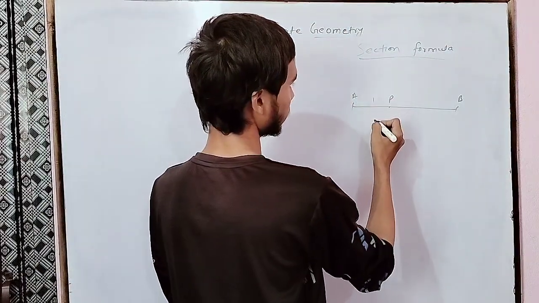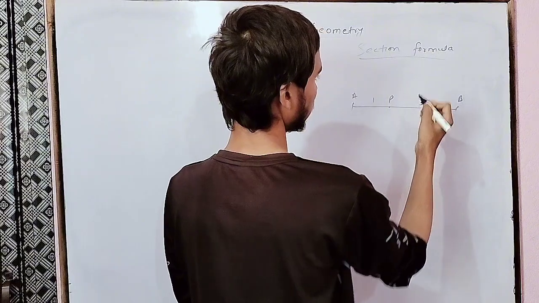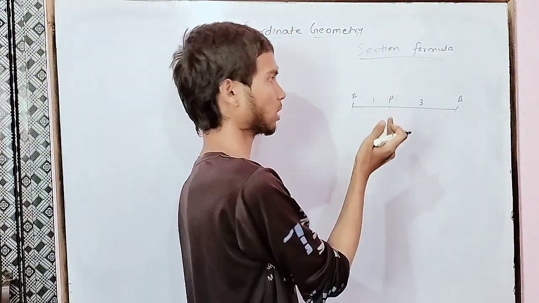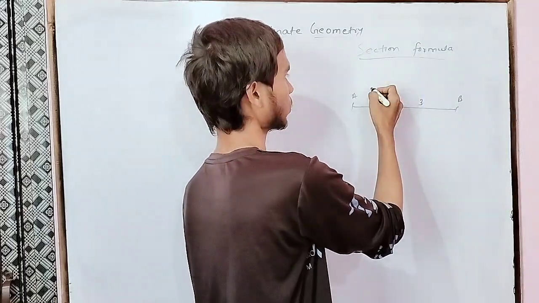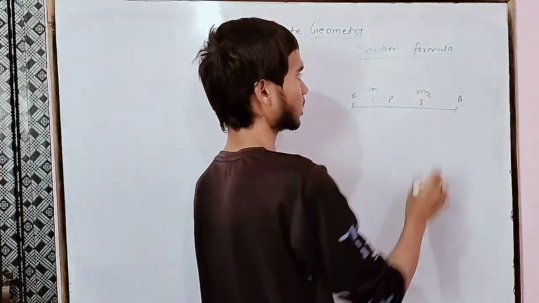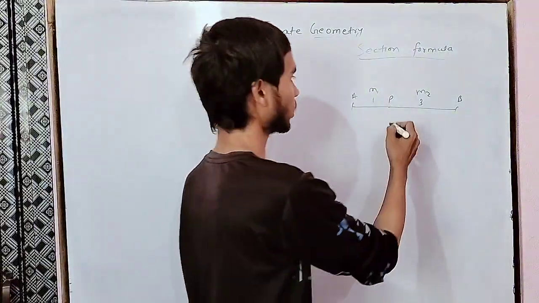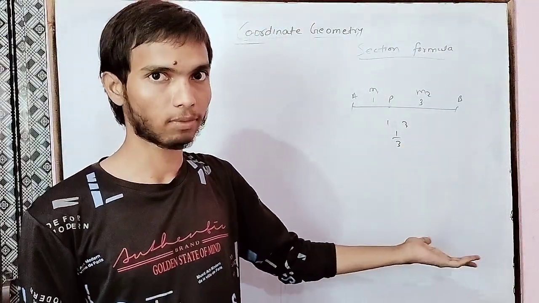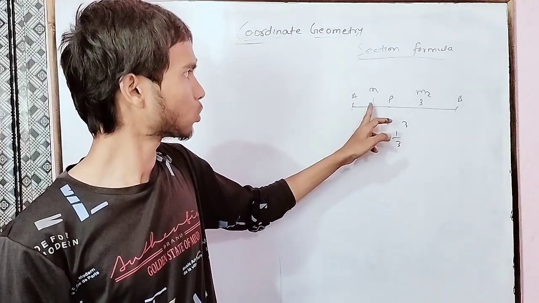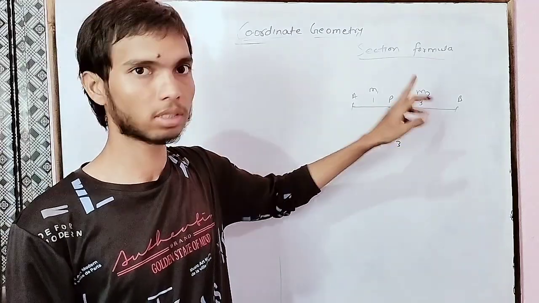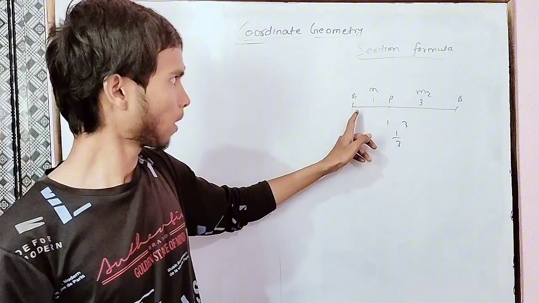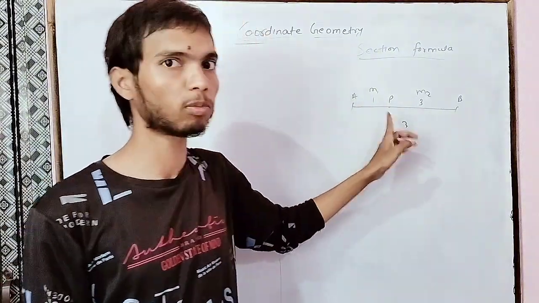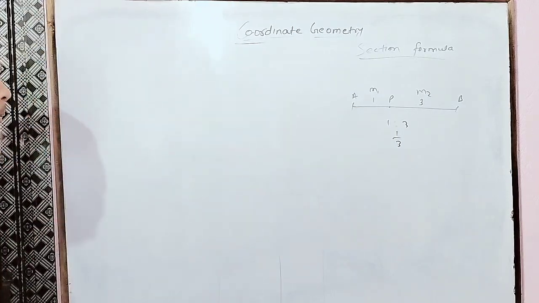So this will be 1 unit and this will be 3 units. The 1 unit will be considered m1 and the 3 units will be considered m2. You can say 1:3, otherwise 1/3. So 1:3 is a ratio. It means 1 unit and 3 units. Now, how many total units are there between A and B? 4 units, as you are looking.